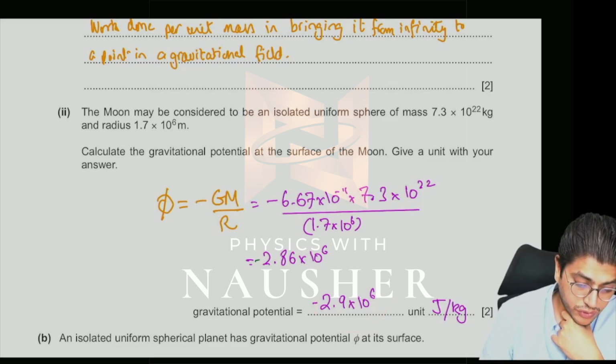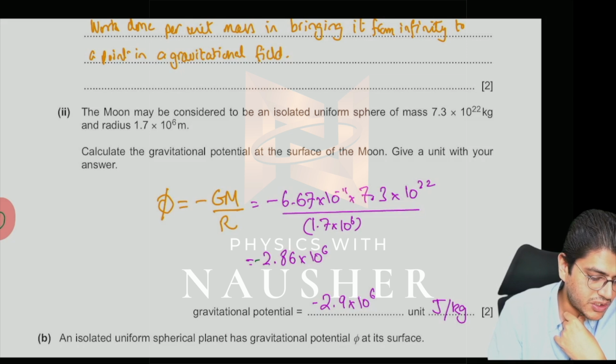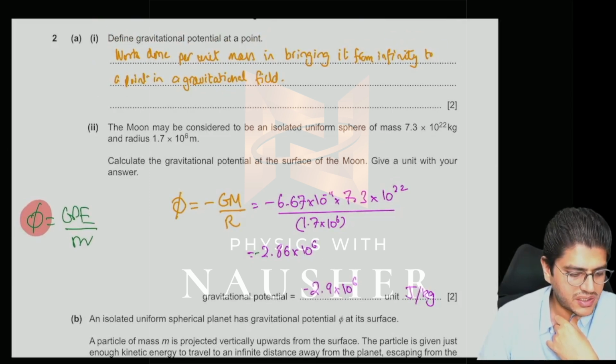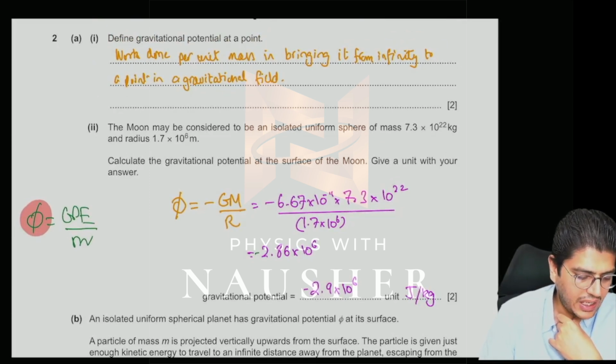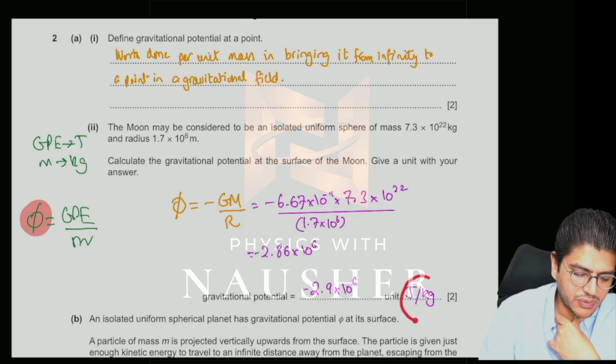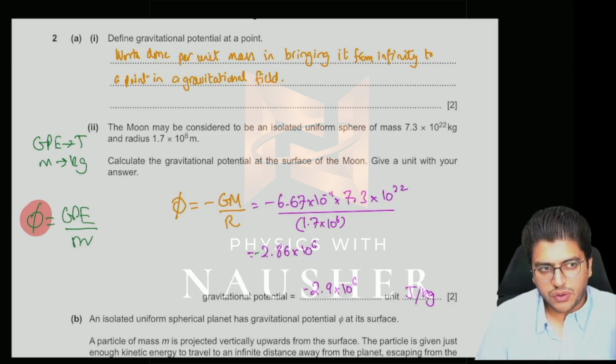And the unit for gravitational potential: because gravitational potential is basically gravitational potential energy per unit mass. Gravitational potential is gravitational potential energy per unit mass. And gravitational potential energy has unit joules, mass has unit kilograms, hence gravitational potential will have the units of joule per kilogram.